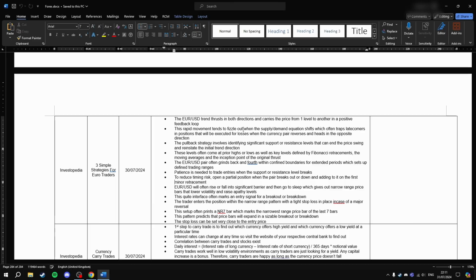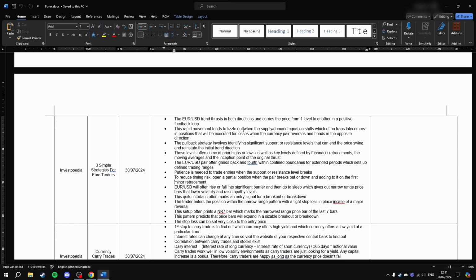suggested from Investopedia. So the first one, pullback strategy, involves identifying significant support or resistance levels that can end the price swing and reinstate the initial trend direction. These levels often come to prior highs or lows, as well as key levels defined by Fibonacci retracements, the moving averages, and the inception point of the original thrust.